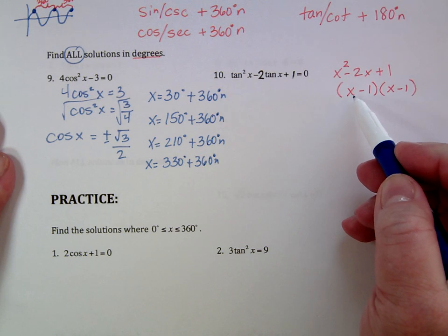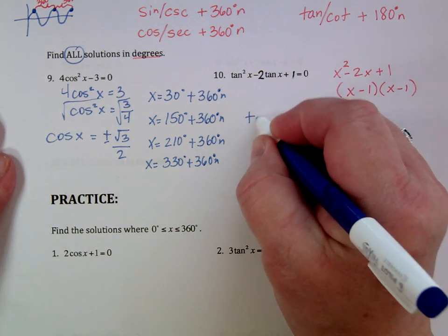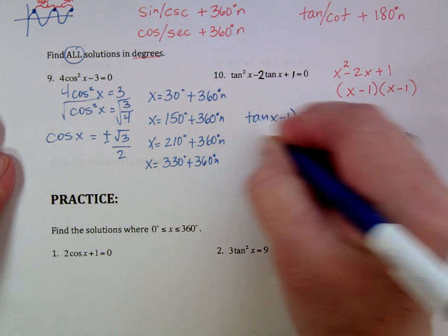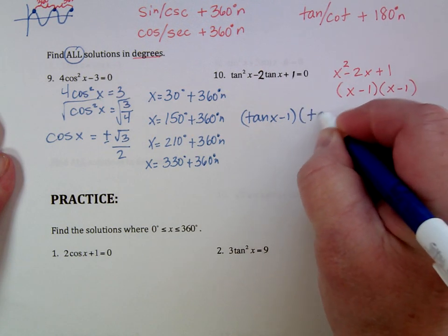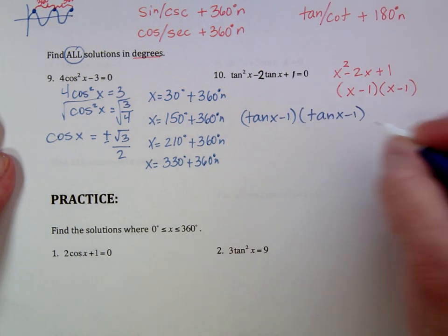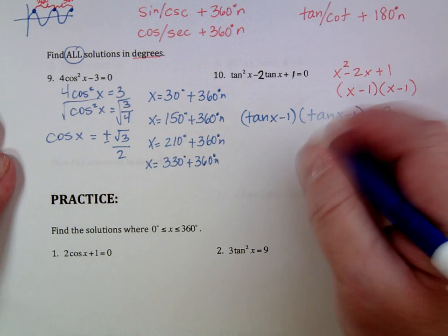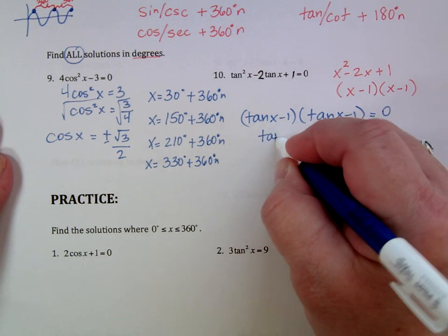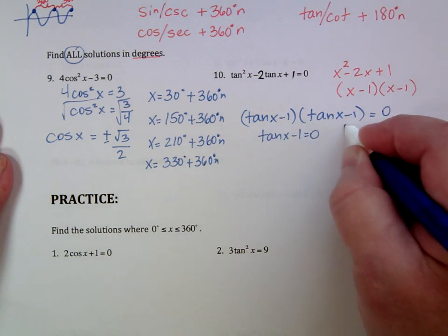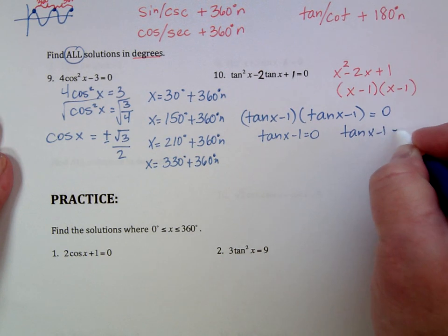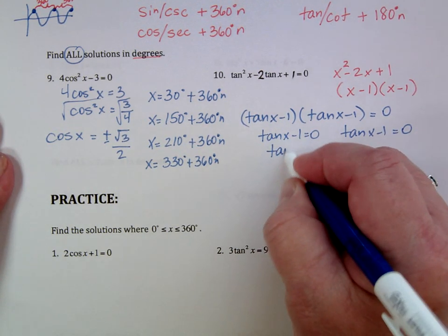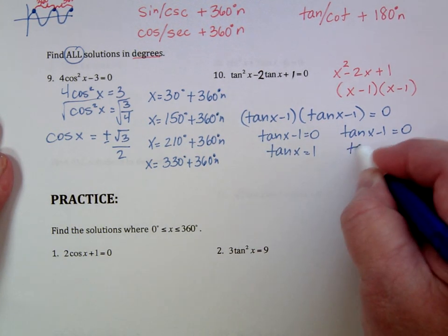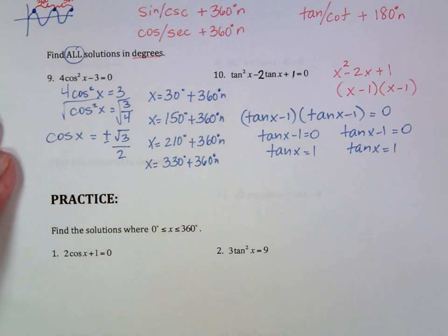So here's what it's going to look like. I'm going to have a tangent of x minus 1, and I'm going to have another tangent of x minus 1. Turns out they're the same thing, right, when I solve them. I'll get tangent of x minus 1 equals 0, tangent of x minus 1 equals 0, tangent of x equals 1, tangent of x equals 1. So really I didn't have to do this whole second half because it's going to give me the same answers as the first half.